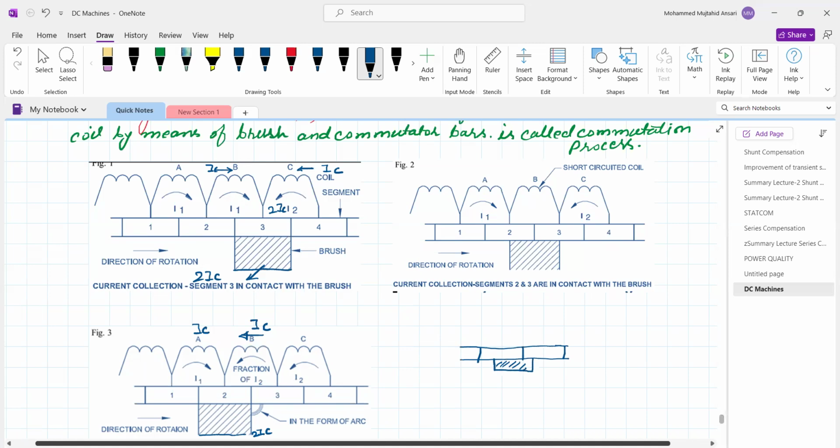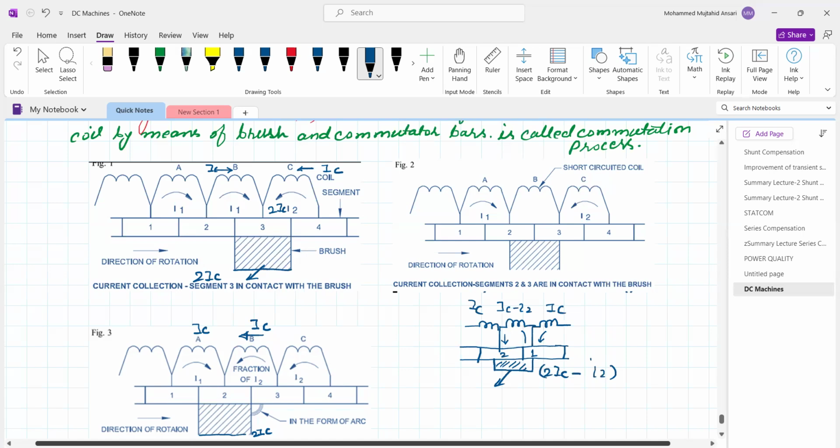In this way, say this is 1, this is 2. So the current in these positions is IC, but here it is IC minus I2, and here it is IC as it is. So the current in this way will be the addition of these two, and this one more. So twice IC minus I2 will be there, isn't it?